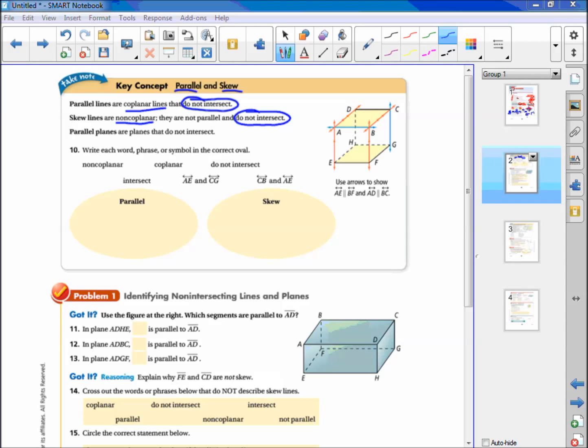Okay. All right. So write each word, phrase, or symbol in the correct oval that would go with. So non-coplanar. Non-coplanar, that's the definition of skew lines. So that's going to go over here. And then we have coplanar. That's in the definition of parallel lines. So these are lines that are on the same plane. So that's going to go over here. Okay, that's the difference in the two definitions. Parallel gets coplanar because the lines are on the same plane. Skew gets non-coplanar because the lines are not on the same plane. Do not intersect. This is going to go on both.